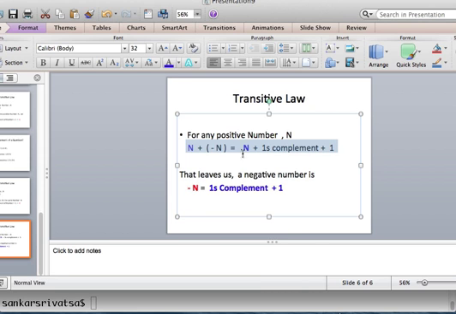Because of the transitive law, this is equivalent to 0 and this is also equivalent to 0, so those two should be equal. That leaves us, if you shorten that equation, with: negative number is nothing but 1's complement plus 1. We will prove how that is done. So any negative number is nothing but the 1's complement of the positive number, plus 1.